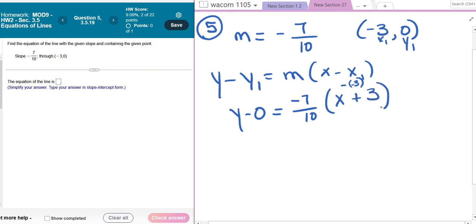Right? And they want slope-intercept form. Well, y minus 0 is y. So we actually have it here. We don't have to clear these fractions, but we will need to distribute. So it's going to give us -7/10x, and -7/10 times 3/1. Nothing reduces for us, so we're going to have to just multiply across. So -21/10.